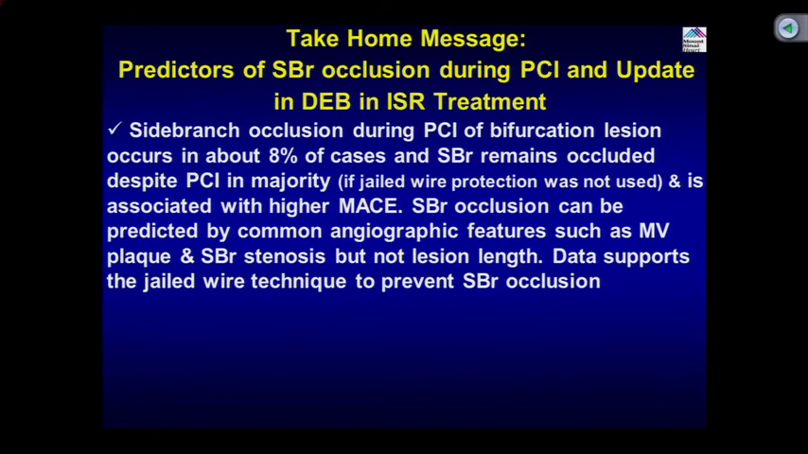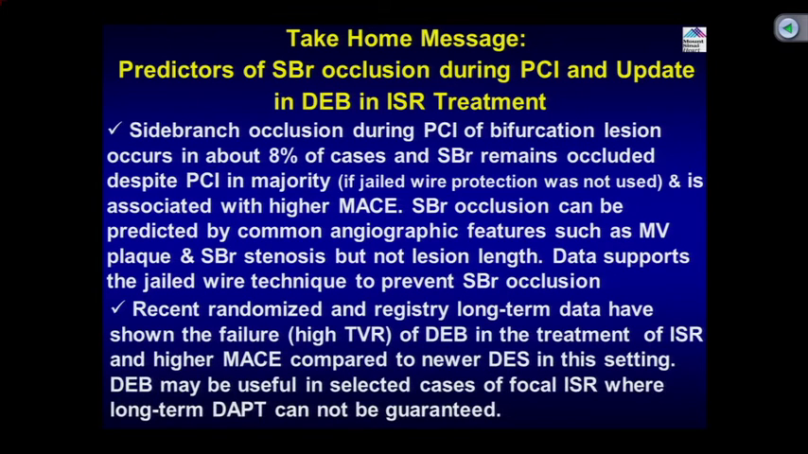Side branch occlusion can be predicted by common angiographic features such as main vessel plaque and side branch stenosis, but in the Resolve trial it was not the lesion length. And data supports that the jailed wire technique to prevent side branch occlusion is valid. Then the recent randomized trials and registry long-term data have shown the failure, particularly high TVR, of the drug-eluting balloon in the treatment of ISR and higher MACE compared to newer DES in this setting.